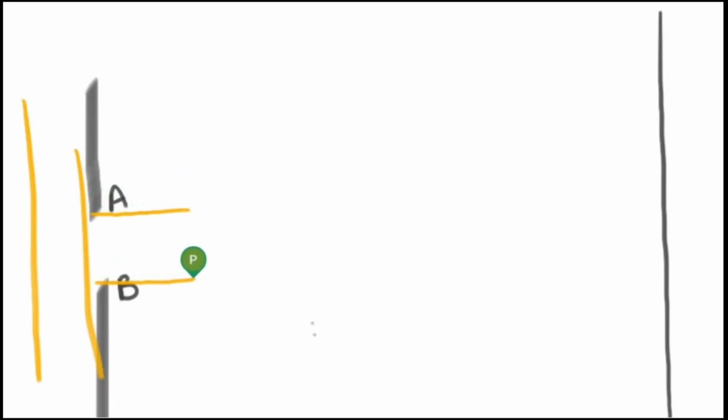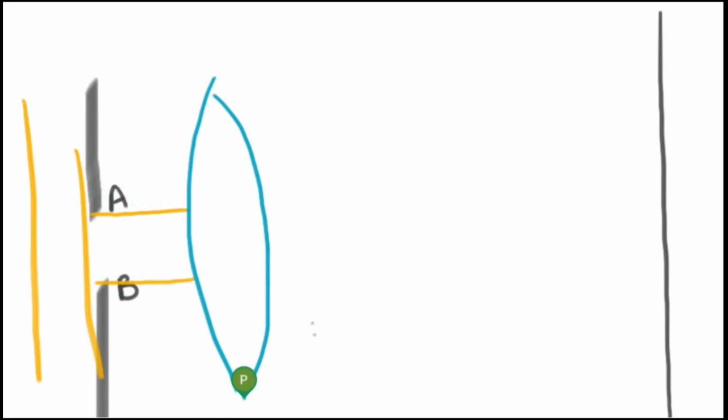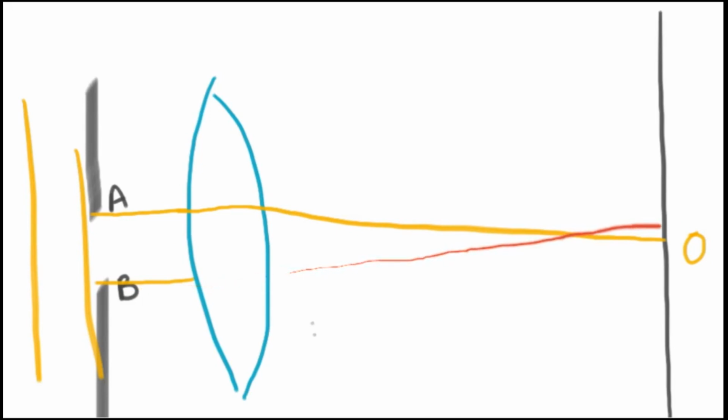Now what we will do, we will introduce a concave lens. Sorry, we will introduce a convex lens. Fine. Now, when the light passes through the convex lens, what will happen? It will focus at a particular point on the screen. Let me name this point as point O. Fine. Similarly, the light which is coming from your point B will also pass through the lens and it will get converged to this point O.